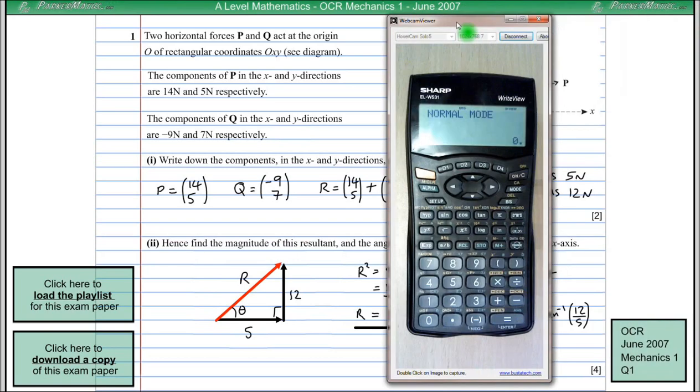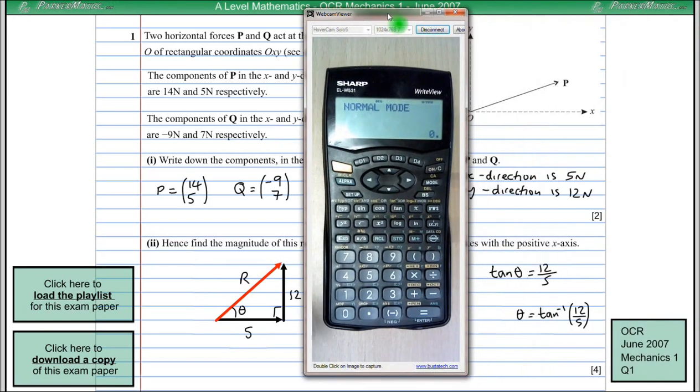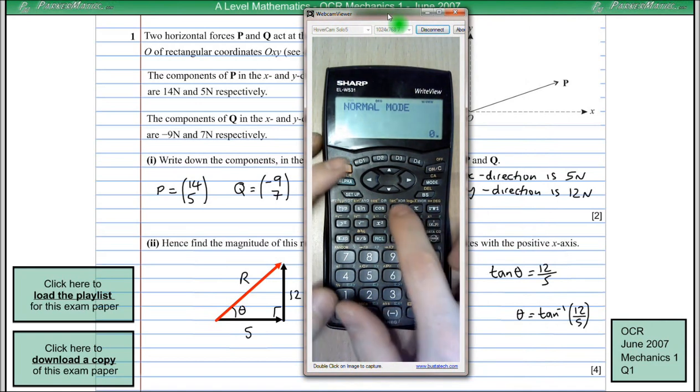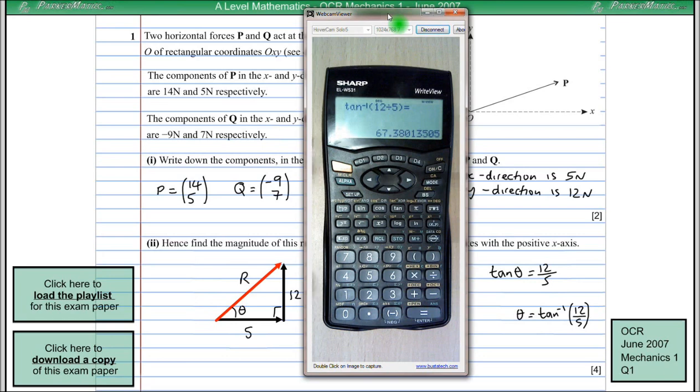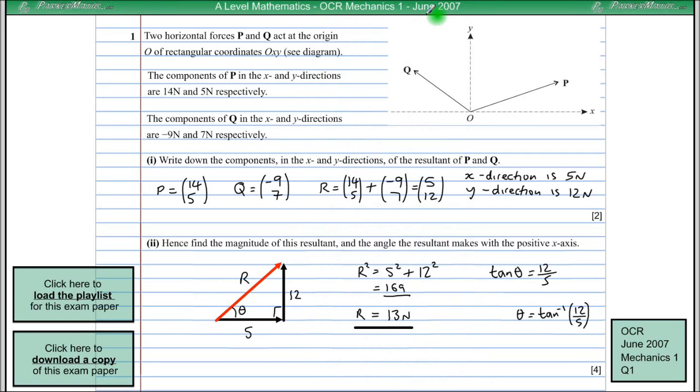So let's put that into our calculator. Being as it's the first question in the exam, make sure that your calculator's in degrees mode. And we're going to do inverse tan of 12 over 5. And that gives us 67.4 if we do it to 3 significant figures. So 67.4 degrees. So we've got our resultant magnitude and the angle it makes with the x-axis.